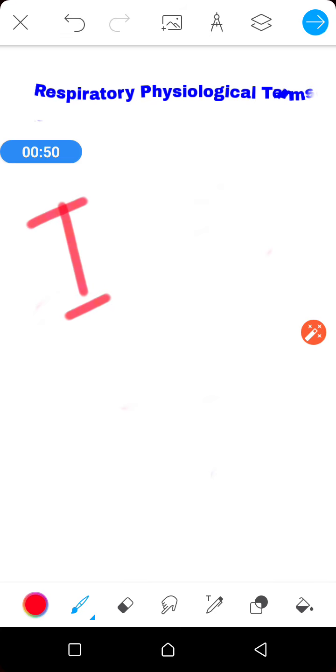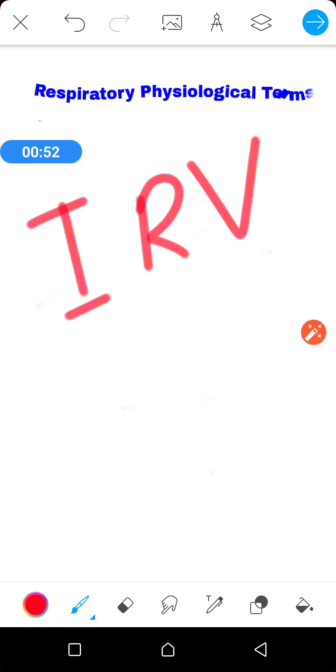What is inspiratory reserve volume? Inspiratory reserve volume is the volume that can be inspired above the tidal volume. That means when you have inspired normally, and the extra air that is coming inside the lungs is known as the inspiratory reserve volume.